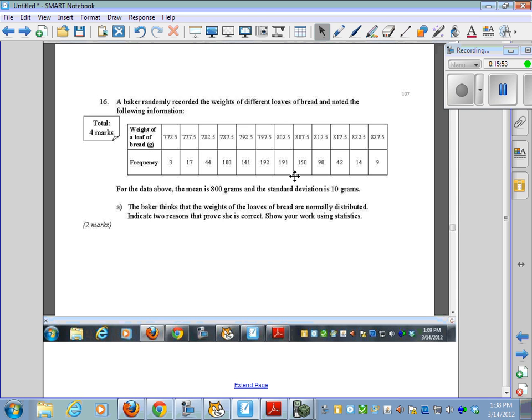Where it says, she thinks that they're normally distributed. Prove that they are normally distributed. How the heck are we going to do that? Just because she thinks it doesn't mean that it's true. How do you prove something is normal? Well, what you need to do is the 68, 95, 99% rule. There is an example of a question like this in the packet that I'm going to give you in a bit. All you do is you punch in that data.